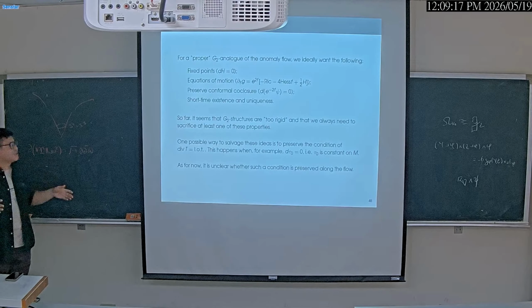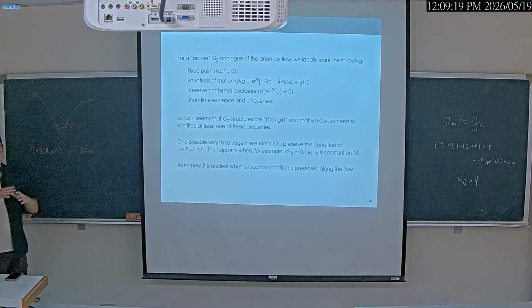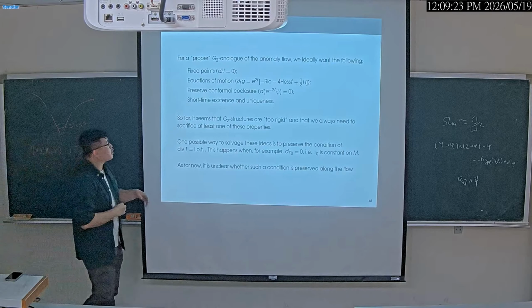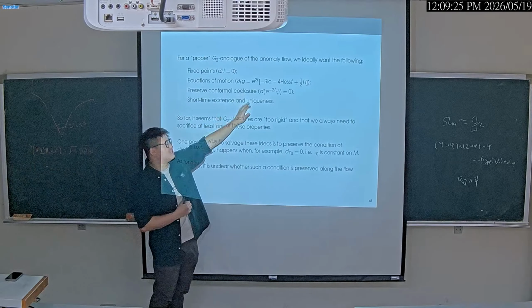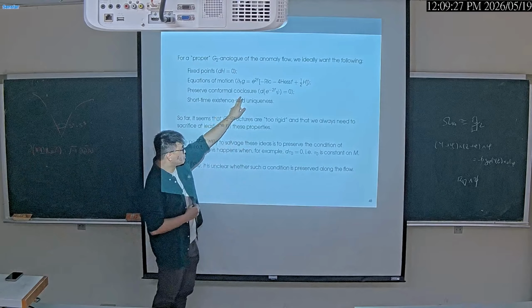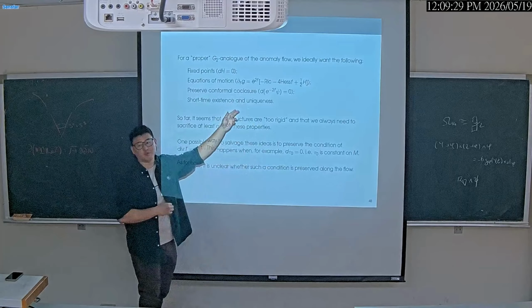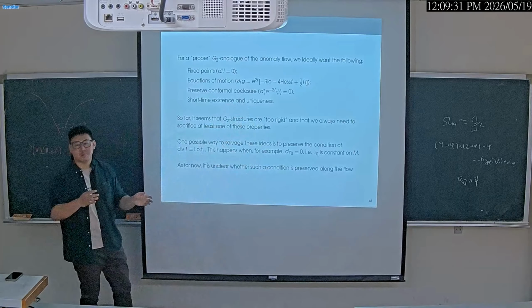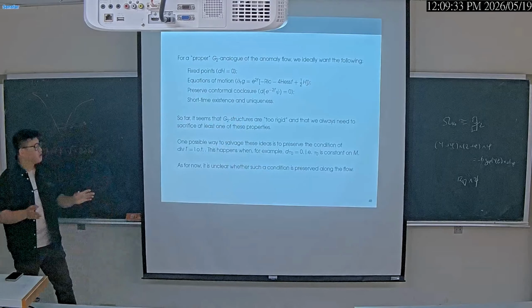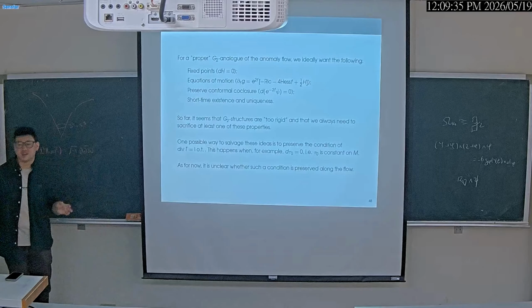But theoretically, it is possible that we are looking at too general a class of G2 structures, that starting with conformal closure is not enough. You need to start with conformal closure plus tau naught constant, or start with conformal closure and tau 3 equals 0, or something like that. So it is possible, but it's still unclear.